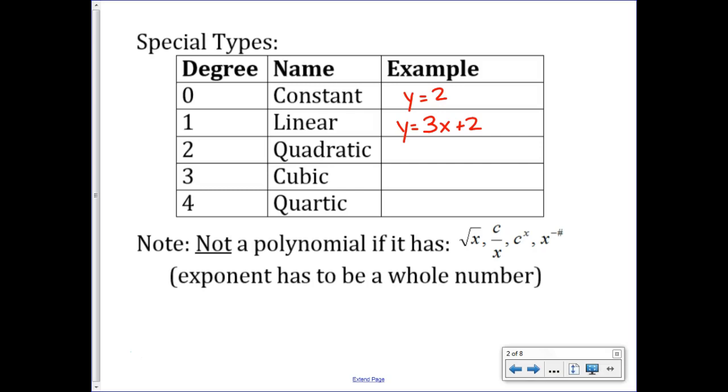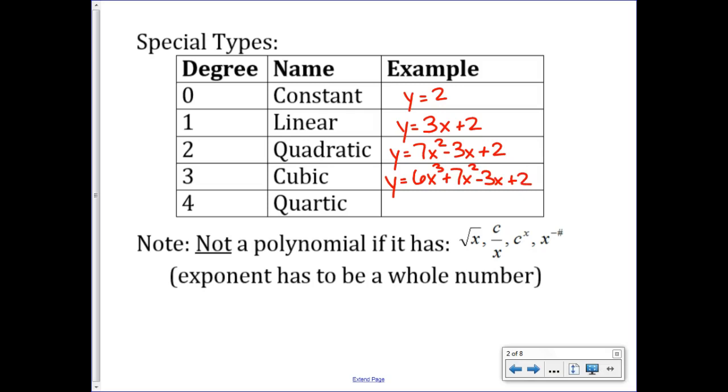Quadratic is something we talked about a lot in Chapter 1. That would be like y equals 7x squared minus 3x plus 2. So that has a degree of 2. The highest degree there, the highest exponent we see is that degree. So a cubic function would be something like 6x to the third plus 7x squared minus 3x plus 2.